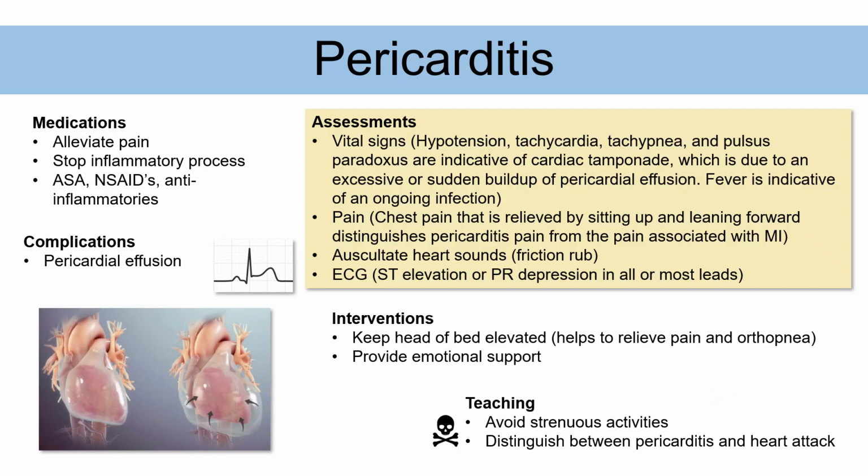So medications, we're going to have pain management, we're going to give aspirin, we're going to do anti-inflammatories. Complications is again pericardial effusion where that sac fills up with fluid. Our assessments, vital signs, we want to pay attention to the blood pressure, the temperature, pain. Remember, this one's special. They have chest pain, pleuritic pain that is relieved by sitting up and leaning forward. That is very specific to pericarditis. If we auscultate heart sounds, we will hear a friction rub. And then again, that ECG is going to show ST elevation or PR depression most of the time.